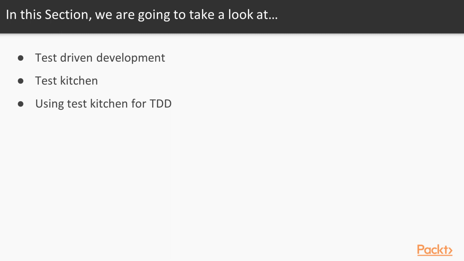First of all, we will take a look at what exactly is test-driven development and how it helps in Chef recipe writing. Then we will take a look at what exactly Test Kitchen is, what are the components, what are the configuration files, and things like that. And finally, in the last video of this section, we will see how exactly Test Kitchen is used for test-driven development to be implemented in Chef recipe and cookbook writing. So with that, let's get started.